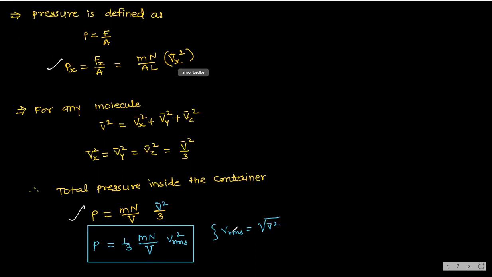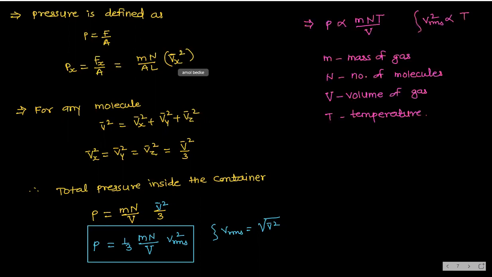Okay, so what you will get? Vrms square is equal to V bar square, and that's why P is equal to 1 by 3 mn by V into Vrms whole square. This is what? Pressure.